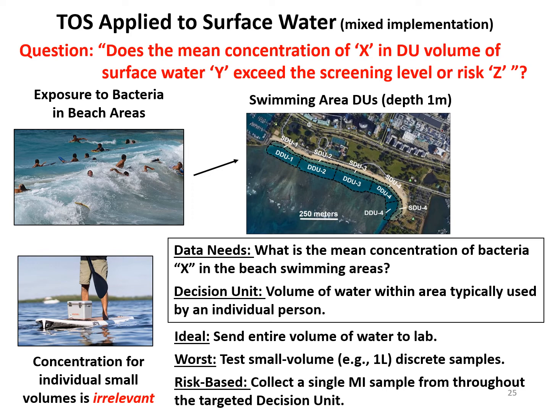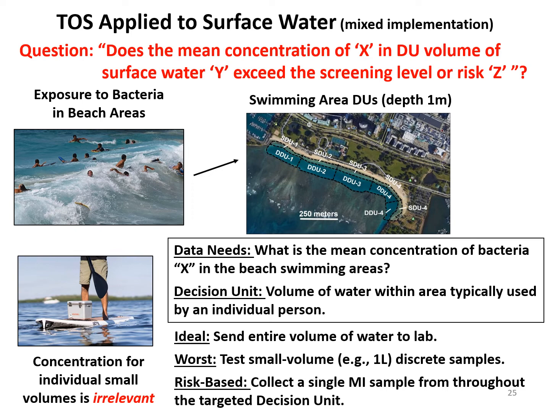That was indoor air. We did soil, indoor air, subslab vapors. Here's theory of sampling applied to surface water. Same question, just different media. Does the mean concentration of X in DU volume of surface water Y exceed the screening level or risk Z?